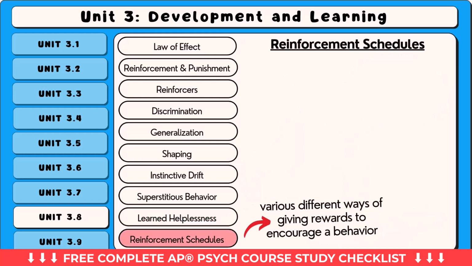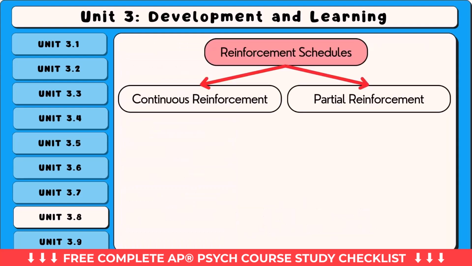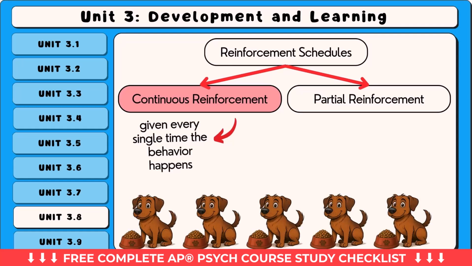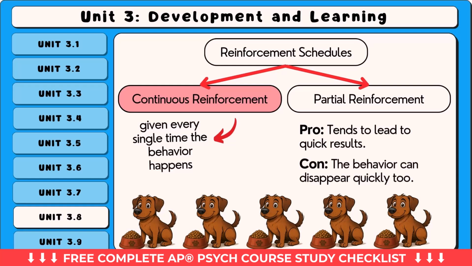I'll fail anyway. Lastly, reinforcement schedules are different ways of giving rewards to encourage a behavior. We can break reinforcement schedules down into two categories: continuous reinforcement and partial reinforcement. Continuous reinforcement is given every single time the behavior happens. For example, a dog gets a treat every time it sits. The benefit of continuous reinforcement is it tends to lead to quick results. But there's a downside. If the treats stop, the behavior can disappear quickly too.